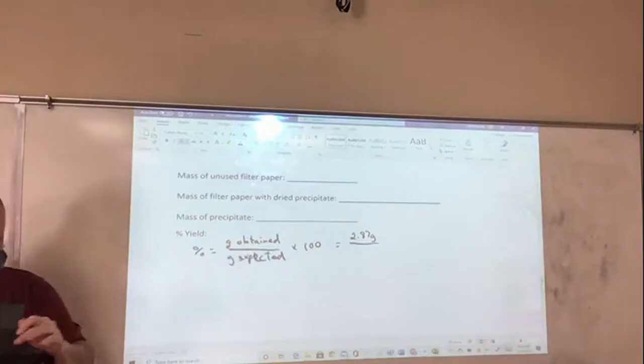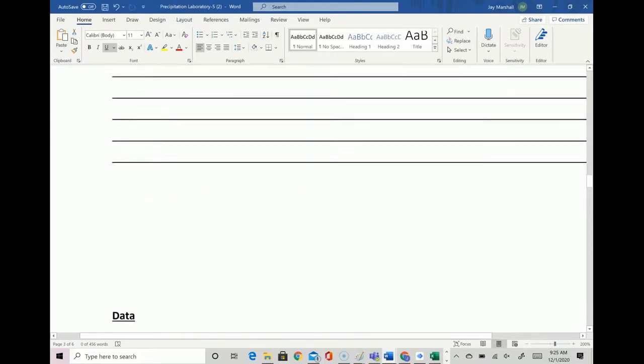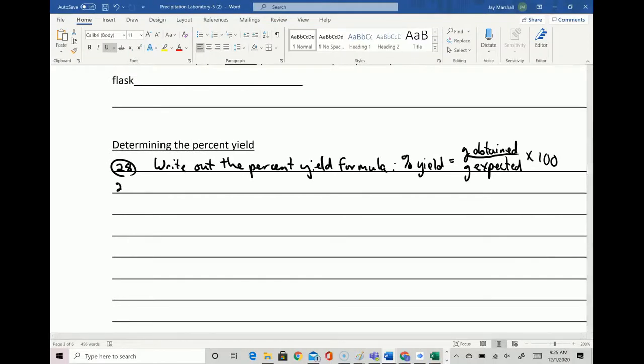So our process when dealing with any formula is to inspect the formula to see if we have all the information. Okay, inspect formula to see if we have all information. And we're always going to have the amount obtained, right? That's part of our procedure above. We're always going to have that amount. But we don't have the amount expected.